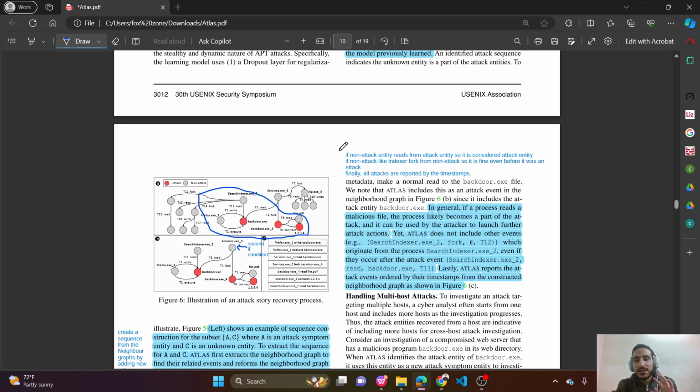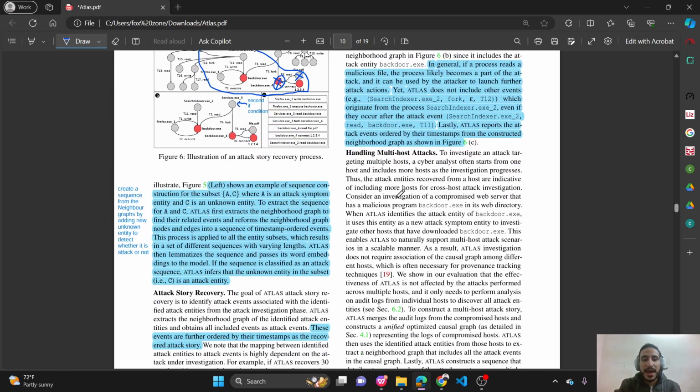And I have two main if conditions. The first: if a non-attack entity reads from an attack entity, it is going to be considered an attack entity. For example, this entity reads from this entity, so I'm going to consider this an attack entity. And the second if condition: if a non-attack entity, like indexer for example, forks from a non-attack entity, so it's fine. Non-attack from non-attack is going to be considered a non-attack entity. And this is how we determine whether it is attack or non-attack.